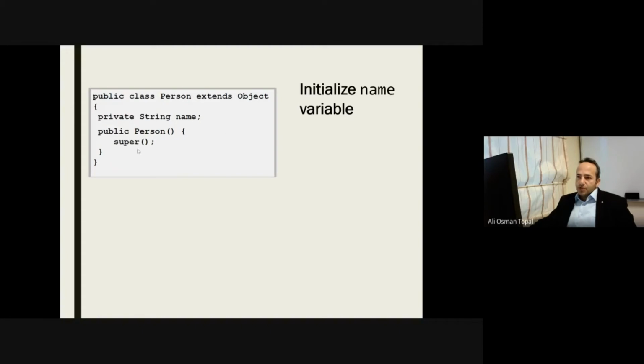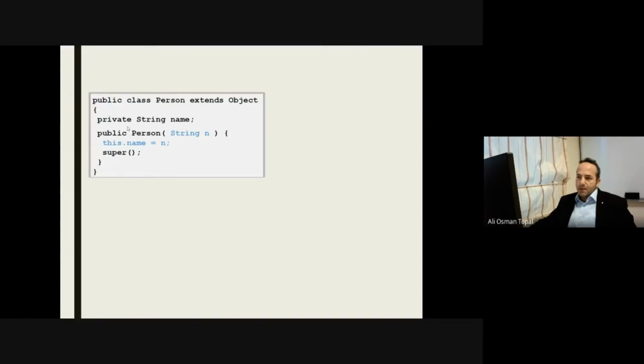Person extends Object. Private string name. This is my constructor, super. I can start a constructor like that. This is my person class. I have one private data field. This constructor asks for one argument. this.name equals n, and then super.